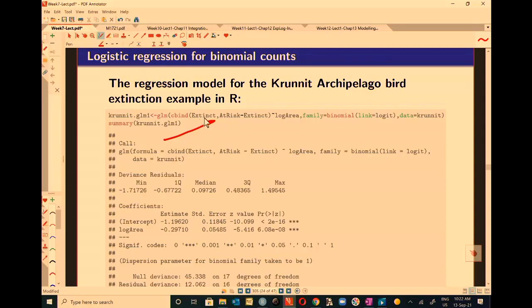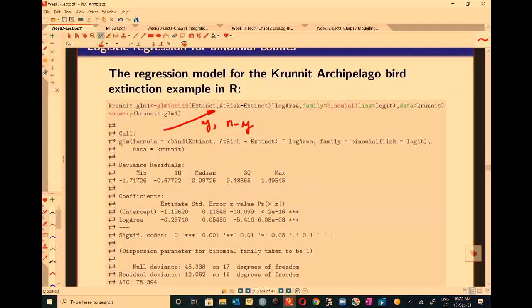So you've got here the number that are extinct, if I call that y, and the number that are going to be not extinct, or the failures. This is one way of entering the data in here, there are other ways as well, and you'll see that as we go through here. We've got y and n minus y as my response, and this is just a column bind, cbind, of those two things. So there's essentially two variables that go into that model on the left hand side. On the right hand side, all I've got is log area. And so it tells me what the call is. The model itself fitted is extinct and at risk minus extinct against log area.